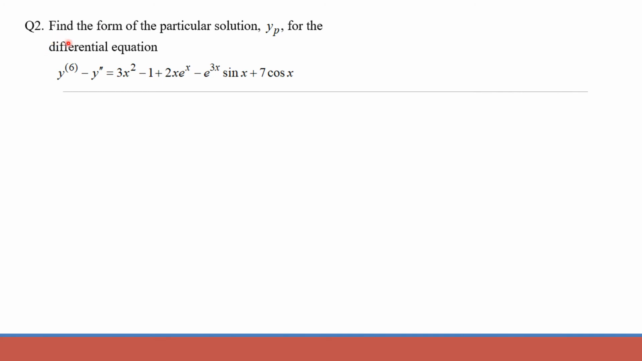Next question, find the form of the particular solution yp for the differential equation. Okay, so this is a 6th order differential equation, and in this equation we are supposed to find the form of the particular solution. In other words, once you have got the particular solution yp, you can accept that as the end of your work. You don't have to solve the equation. You don't have to find the coefficients a, b, c, d, and so on.